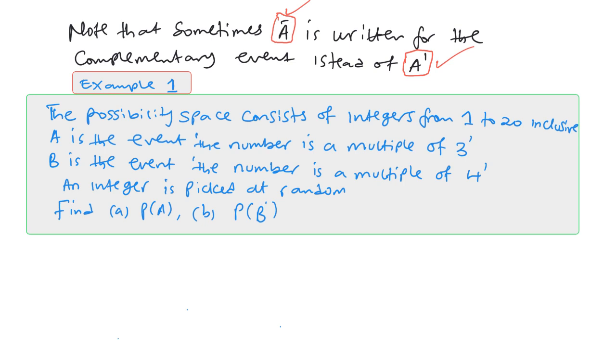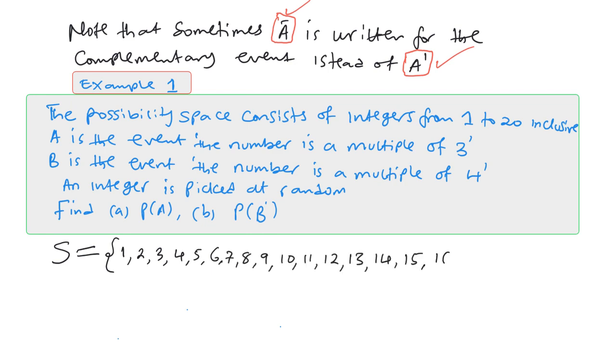Now, this says the possibility space consists of integers from 1 to 20. So what we do first is to look at the possibility space. We said we use S to stand for the possibility space or sample space. Now list the integers from 1 to 20: 1, 2, 3, 4, 5, 6, up to 16, 17, 18, 19, and 20, because the question says it consists of integers from 1 to 20 inclusive, meaning that 20 is a part of it.